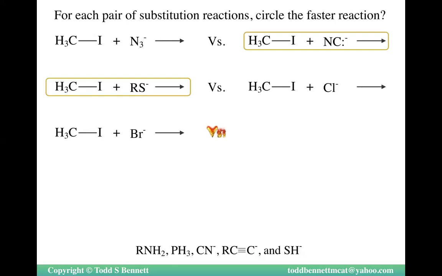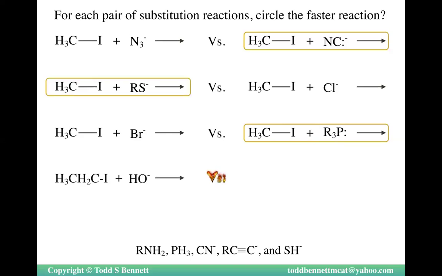Bromide versus phosphine. So again, I memorized this as PH3. I need to be open-minded enough to say it could be H3P, it could be R3P, it could be 1H and 2Rs, 2Rs and 1H. Again, size hinders it, but bromide just isn't quite as good as the phosphine.